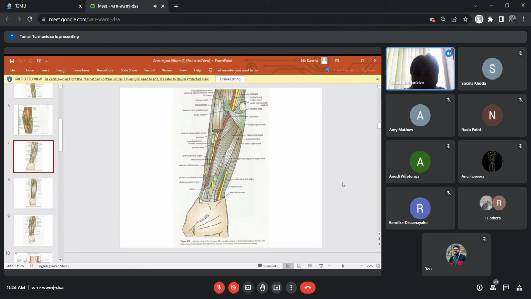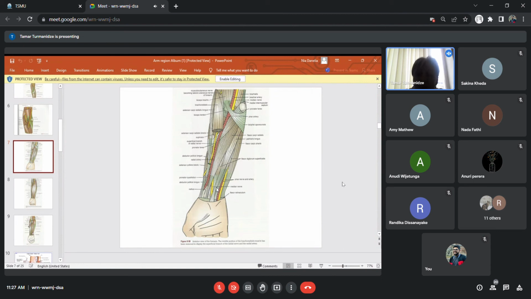So from laterally to the medial side, the first layer of the flexor muscle includes brachioradialis muscle, pronator teres muscle, flexor carpi radialis muscle, palmaris longus muscle, and flexor carpi ulnaris muscle. The second layer includes only one muscle, flexor digitorum superficialis muscle. The third layer includes flexor digitorum profundus muscle and flexor pollicis longus muscle.